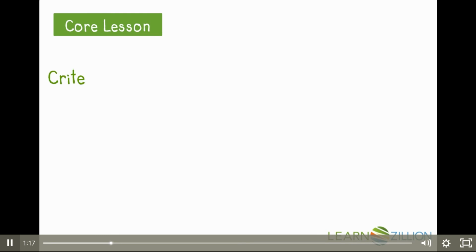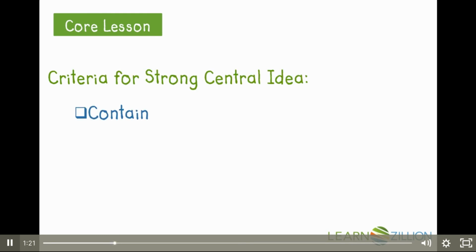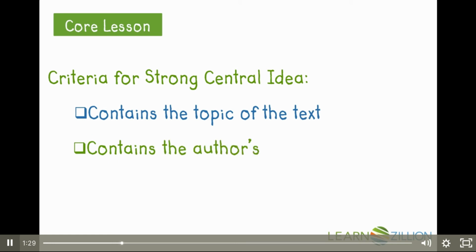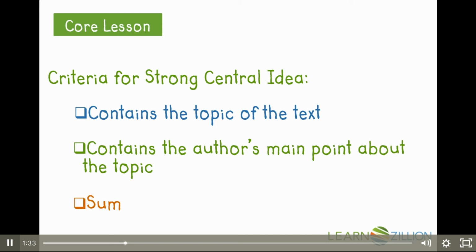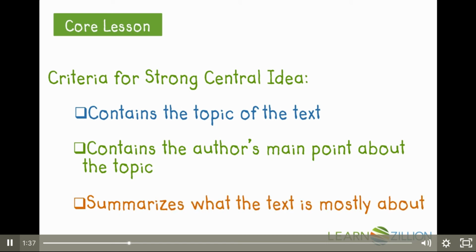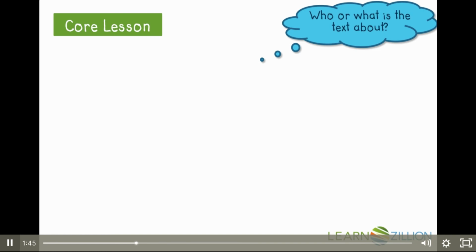So let's review some criteria for a strong central idea before we look for it. 1, it's going to contain the topic of the text. So what is the text mostly about? 2, it's going to contain the author's main point about the topic. And finally, it's going to summarize what the text is mostly about. So in that third one, we just go back and say, with our topic and the main point, did we summarize the whole thing?